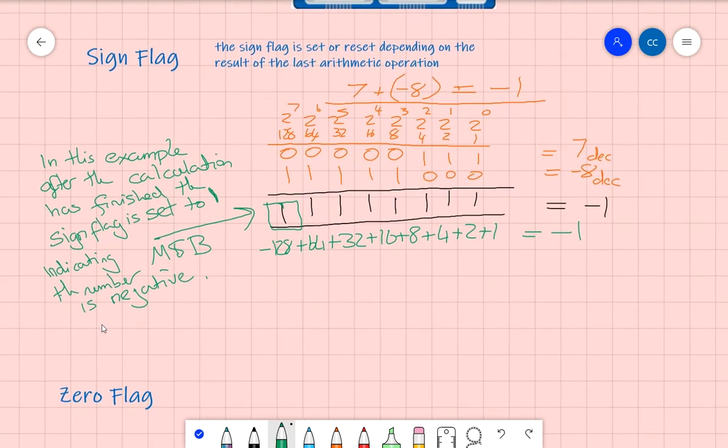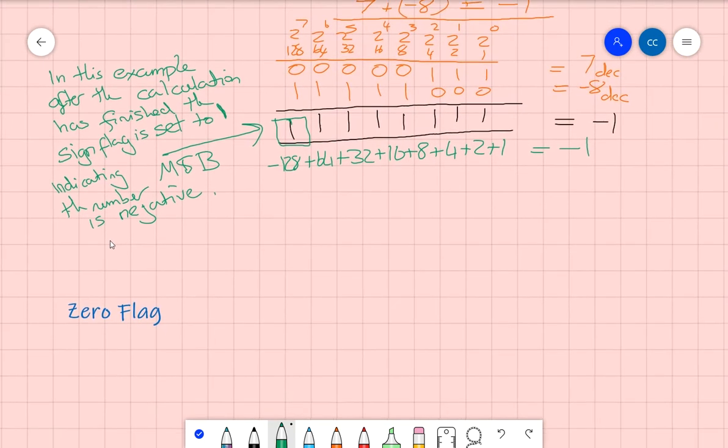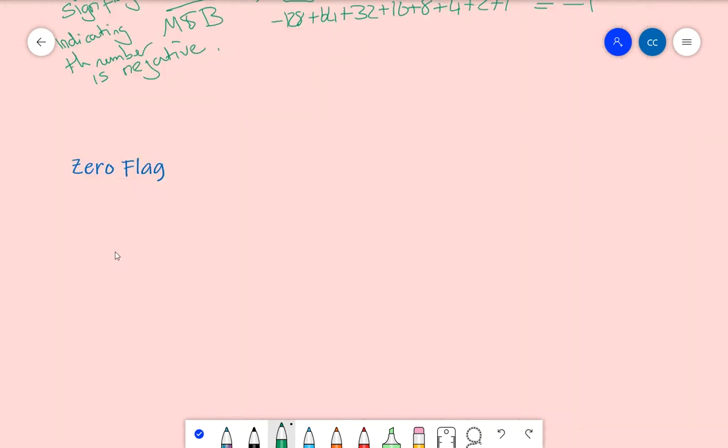Let's move down now and we'll have a look at the 0 flag. Now, what is the 0 flag and how is it used? Let's put in a wee note about it.